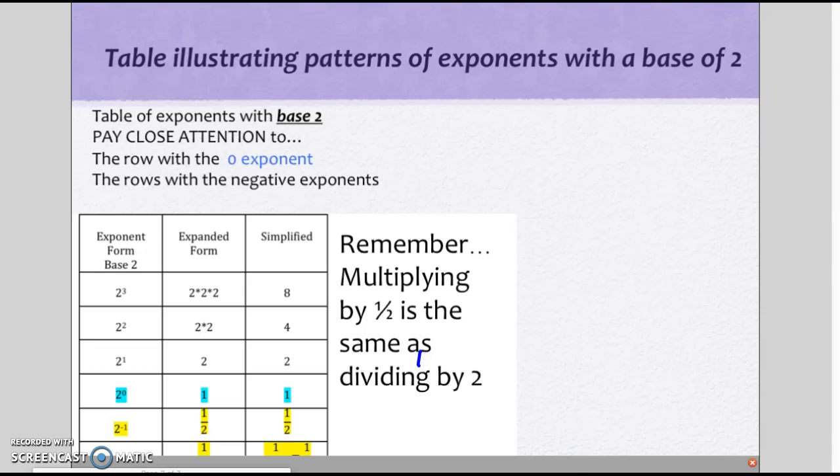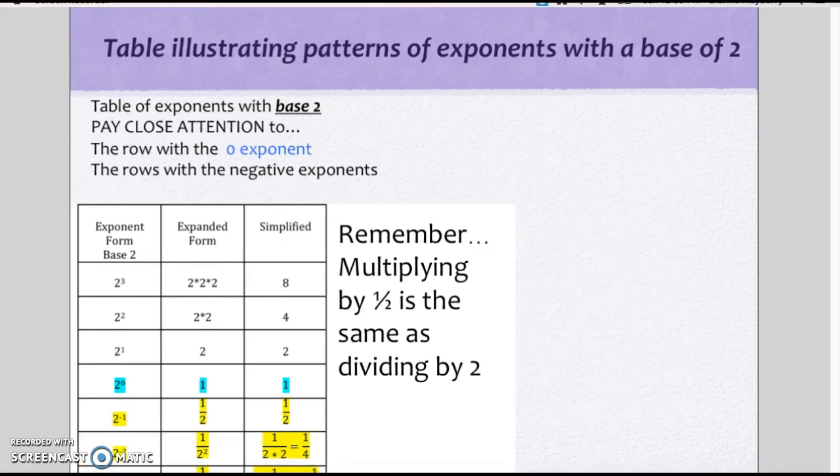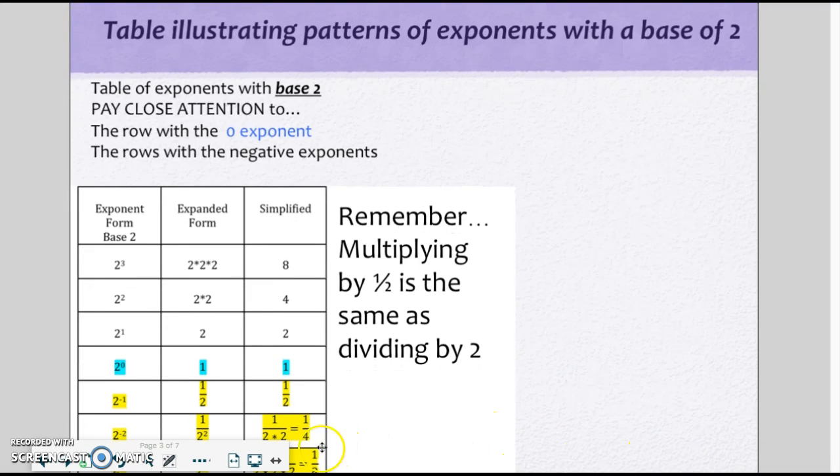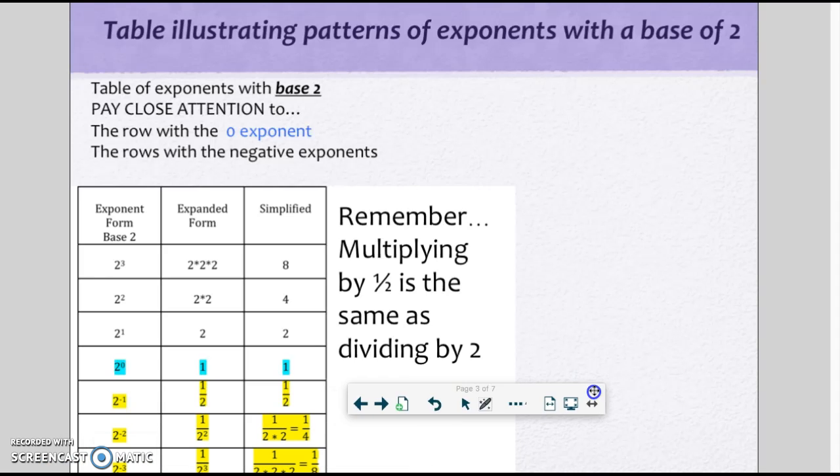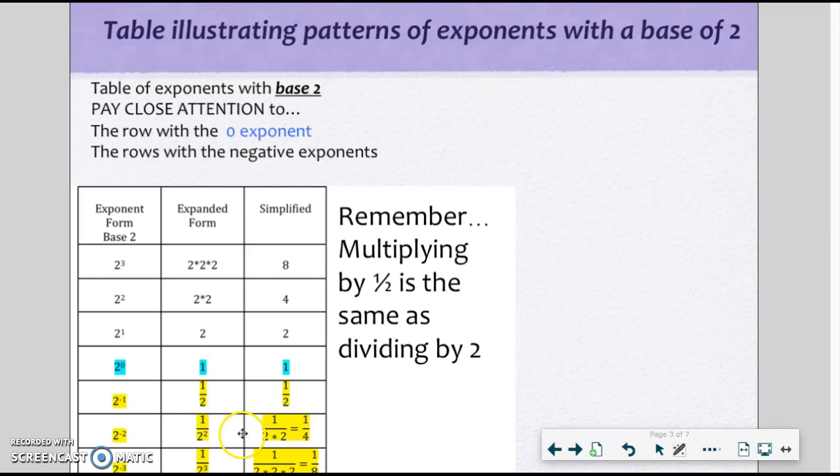So let me go down here and see if I can move this up a little bit. All right, and my recording screen is not working as well as I wanted it to. So sure enough, as we go down here, 2 to the negative 1 is just 1 over 2 raised to the 1st power, or 1/2. Going down this column, see the pattern? We're just dividing by 2 or multiplying by 1/2 each time.